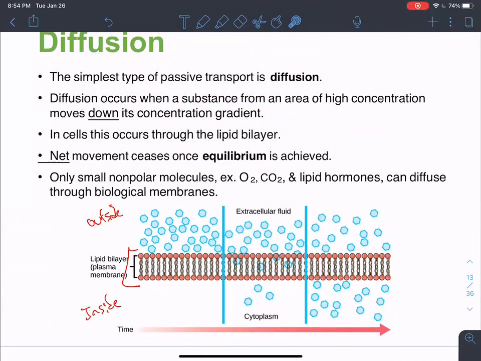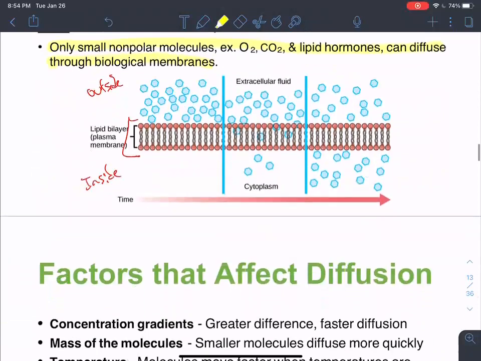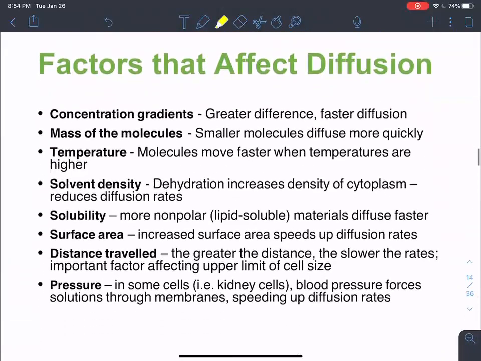Only small nonpolar molecules like O2, CO2, and lipid hormones can diffuse through the biological phospholipid bilayer. All right. What are some factors that affect diffusion then? These are going to be concentration gradients. Actually, we're going to go ahead and stop here and pick this back up for Friday's lecture.